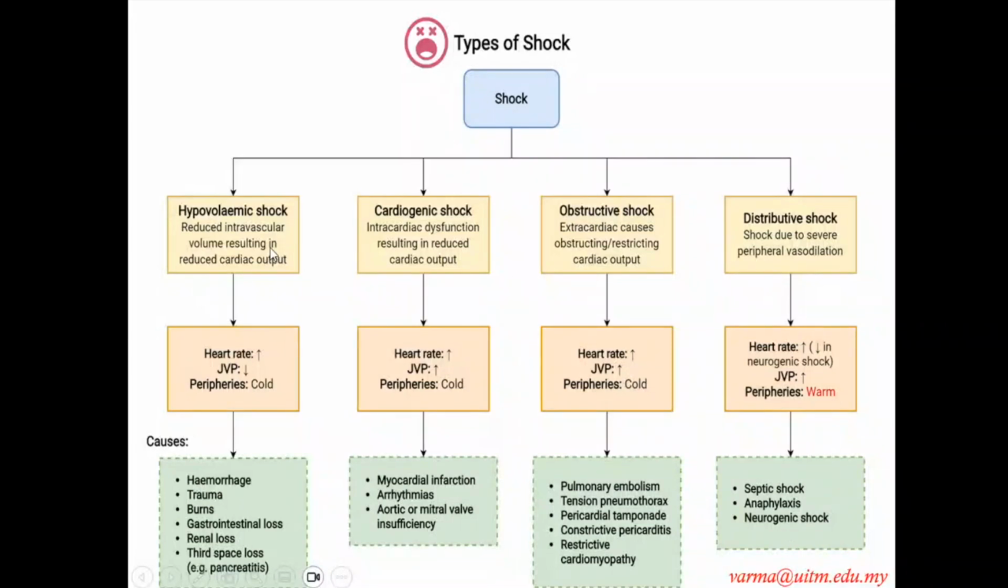Your classification is only four: hypovolemic, cardiogenic, obstructive, and distributive. Septic, anaphylaxis, and neurogenic all share the same pathophysiology of peripheral vasodilatation. So they come under distributive shock.